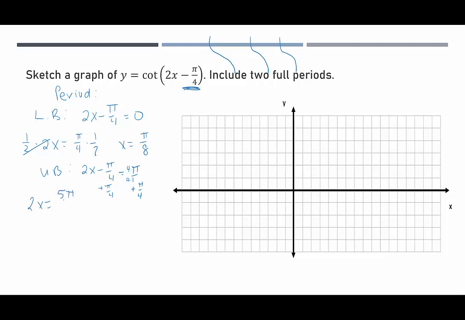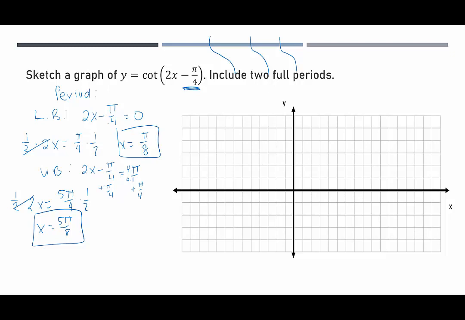That will give me 4 pi over 4, and 4 pi over 4 plus pi over 4 is 5 pi over 4. Now I need to get x by itself, so again, instead of dividing by 2, I'm going to do something that's equivalent to that, which is multiply both sides by 1/2. The 1/2 and the 2 give me 1x, which is just x, and here we get x equals 5 pi over 8. So now I have the lower limit and the upper limit, or the lower bound and the upper bound of this one period. Let's go ahead and get those on the graph, and then we'll continue from there.